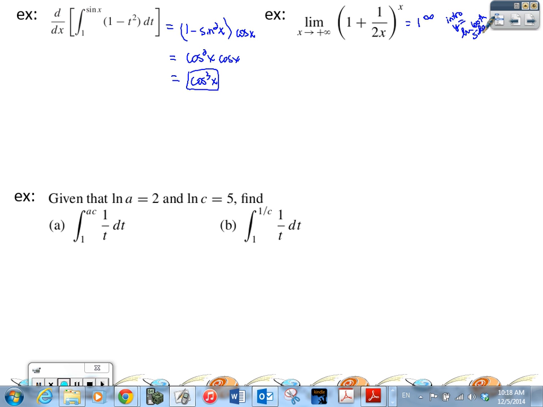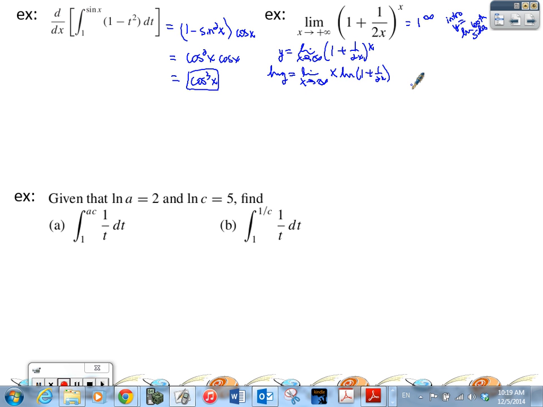So let's do that. So we're going to say y equals limit x goes to infinity of 1 plus 1 over 2x to the x. So I introduced a dependent variable. Now I'm going to take the natural log of both sides. So natural log of y equals limit x goes to infinity. I'm going to go ahead and do 2 steps at once. I'm going to do the natural log of this, but I'm going to pull the x in front of it at the same time. So x natural log of 1 plus 1 over 2x.